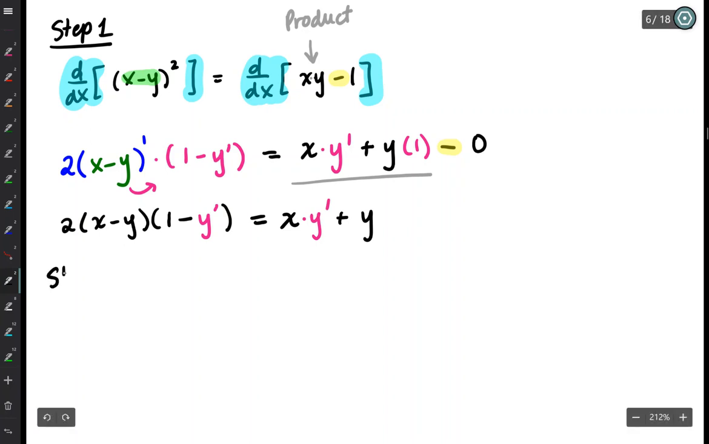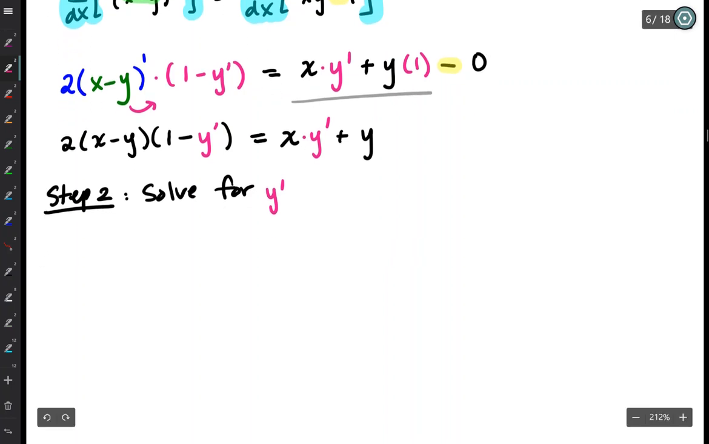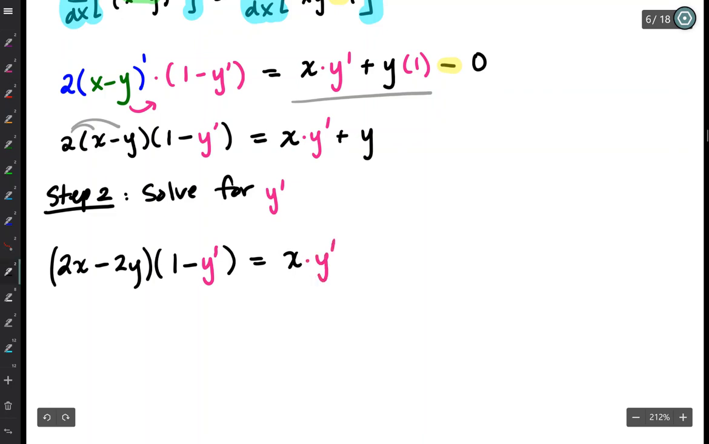Okay, so step 2, we're going to want to solve for y prime. All right. So I'm going to go ahead and distribute that 2. 2 times x is 2x, 2 times minus y is minus 2y, and then that's being multiplied by a 1 minus y prime is equal to the right-hand side. I'm not doing anything with that.